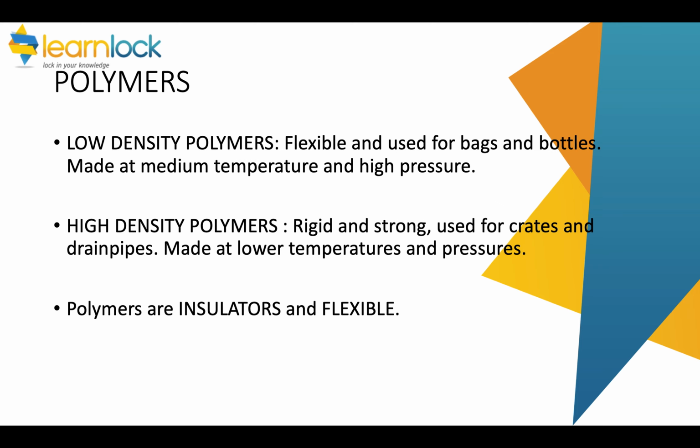Polymers. We've looked at polymers before in a previous topic and how polymers are made. There's two types. Low-density polymers. These are flexible, used in things like bags and bottles, and made at medium temperature and high pressure. High-density polymers are more rigid and strong, and they're made at lower temperatures and pressures. All polymers are insulators, and some are more flexible than others.